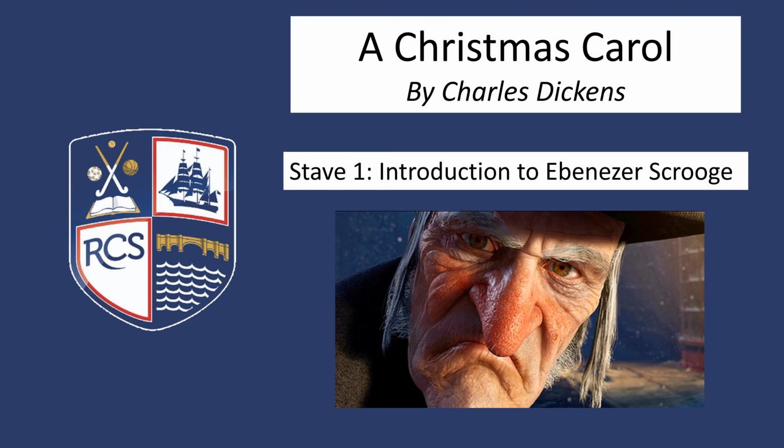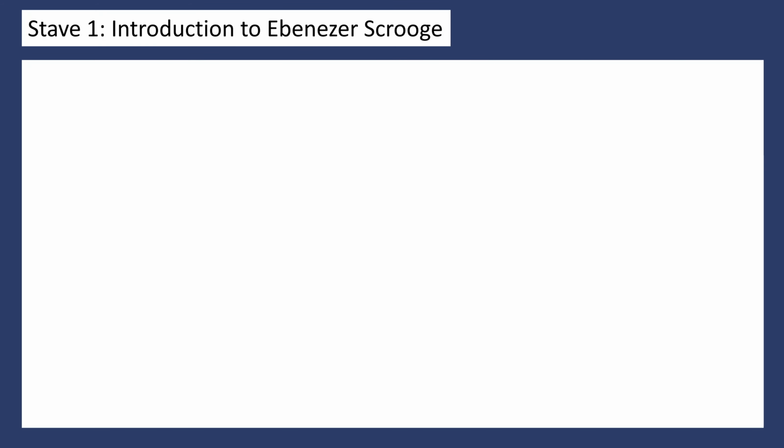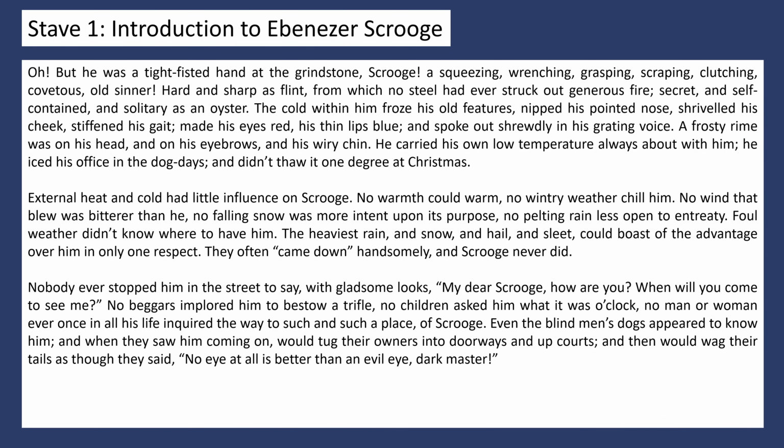So the first thing we're going to do is read through an extract from Stave 1. So this is right at the beginning of the book. What you can do is either pause the video and read through this yourself, or you can just carry on playing the video and we will read through it together. It is really important that you read through this properly, like you would in an exam, before we move on and answer the questions and start thinking about it in a little bit more detail. So either pause the video now and read through, or keep going and we'll read through it together.